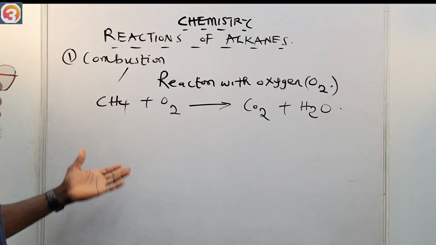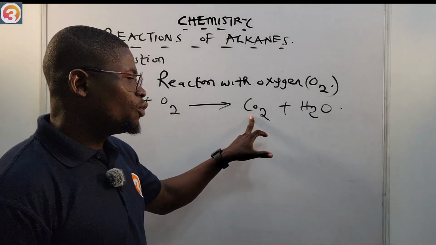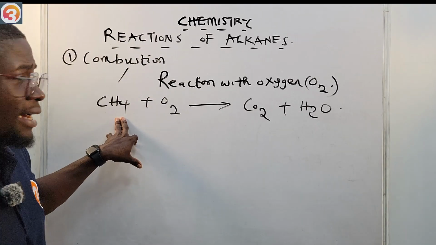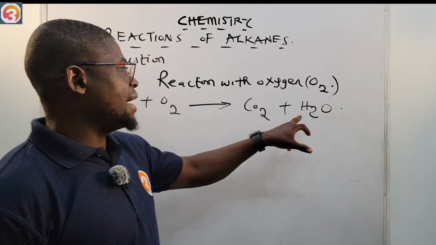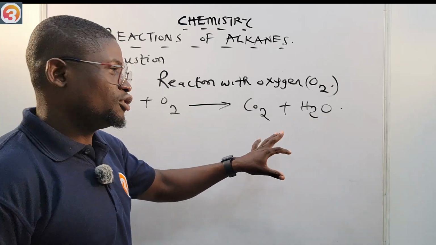Now, from the right hand side, how many carbon atoms are here? One carbon atom, and one also on the other side. On the left hand side, how many hydrogen atoms are here? Four. But how many are on the right? Just 2. That means there's a deficit of 2 hydrogen atoms on this side.